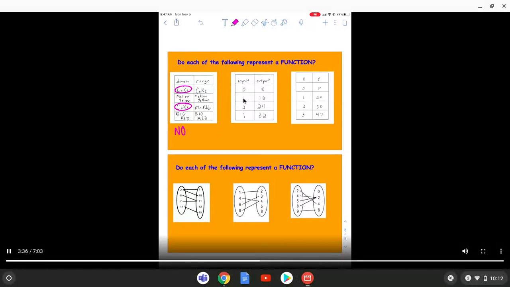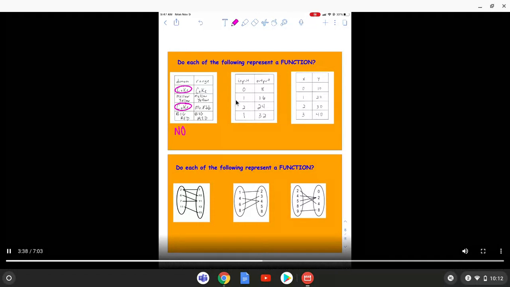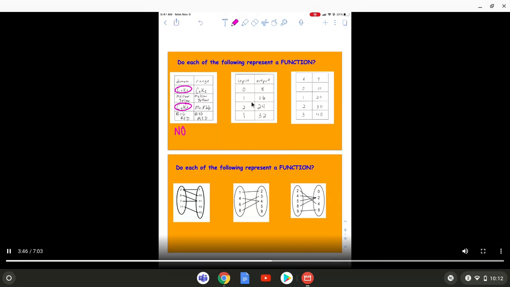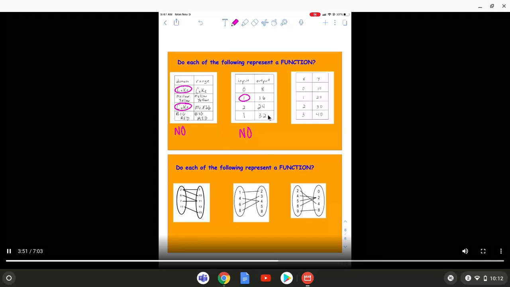Over here, I notice that I have one twice. So let's see, because if I have the same output twice, then yeah, that can still be a function. But looking here, I have 16 and 32, both as outputs of positive 1. So that is not a function because that is the same input with two different outputs. Now my third table over here is a function, and that is because I have all different inputs and all different outputs. So that is a function.